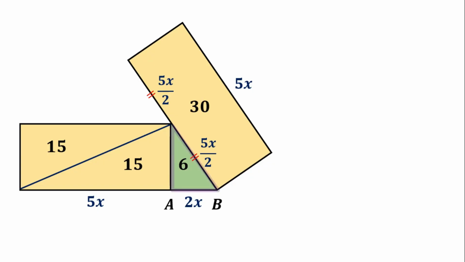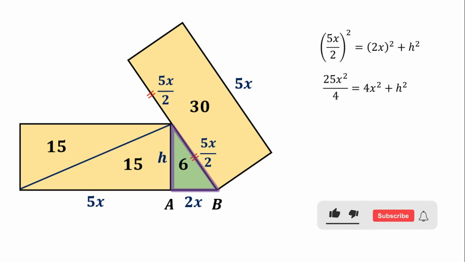Now let's come back to this triangle. First, let's call its height h. And we know that this is a right triangle, right? So we can use the Pythagorean theorem. The square of the hypotenuse equals the sum of the squares of the other two sides. Now let's square both expressions.